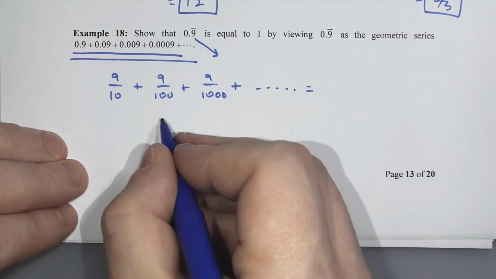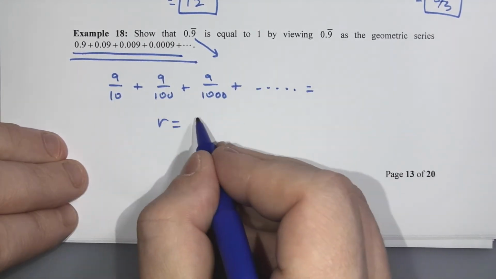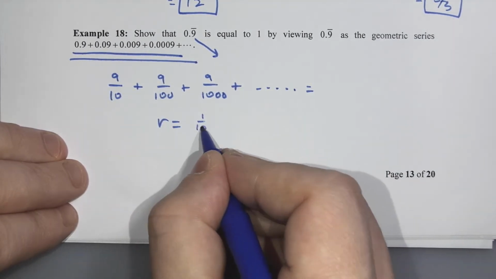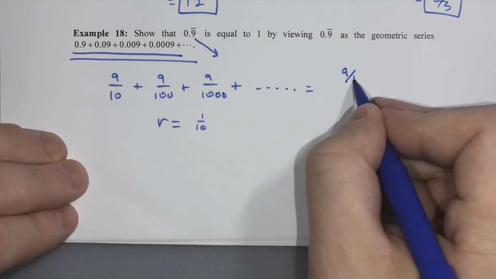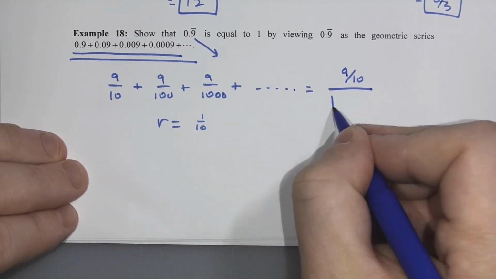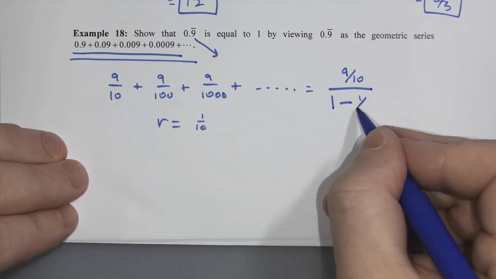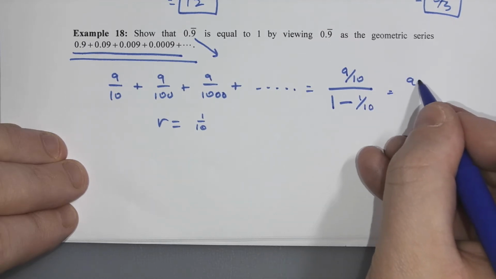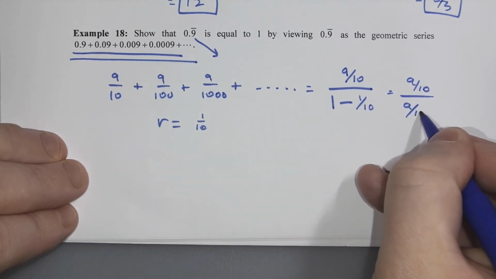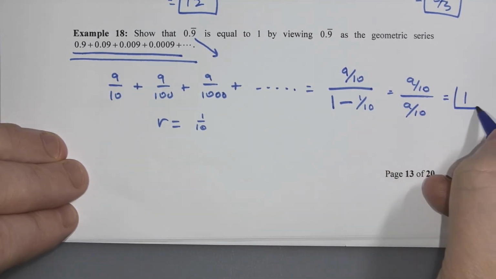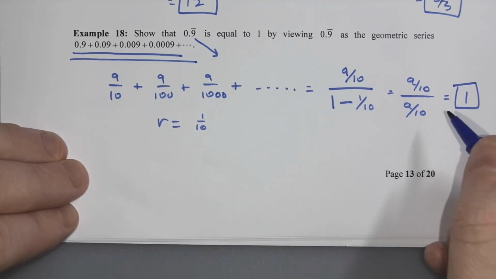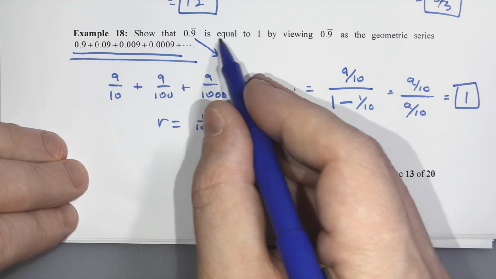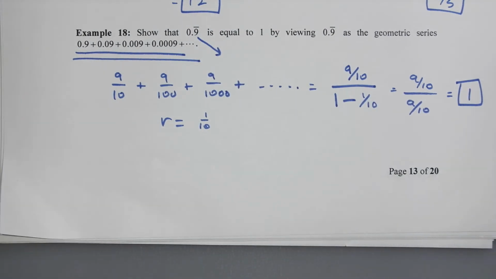Agree? What is our common ratio? Well, each time we're multiplying by 1/10. What is our first term? The first term is 9/10, divided by 1 minus that common ratio, which is 1/10. So we get 9/10 over 9/10, and anything divided by itself is clearly equal to 1. And so we're seeing here that 0.9999999 is exactly equal to 1.